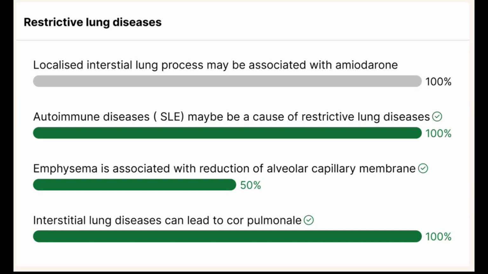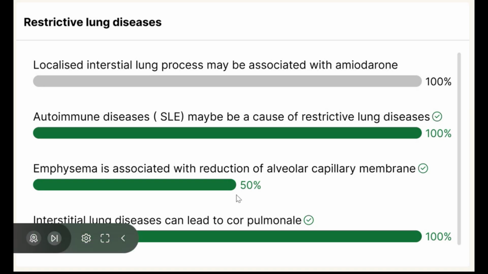Autoimmune diseases may be the cause of restrictive lung diseases is correct. Autoimmune diseases, systemic lupus, rheumatoid arthritis, even systemic sclerosis, are associated with chronic inflammation, and with the inflammation, the healing of the lungs with fibrotic tissue, and obviously restrictive lung disease and reduction in the vital capacity.